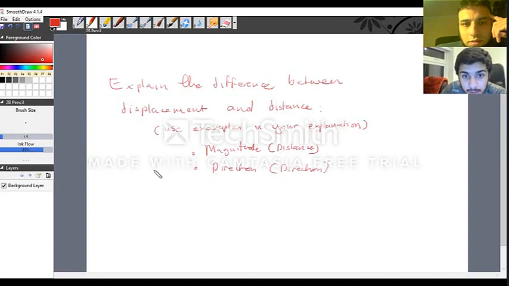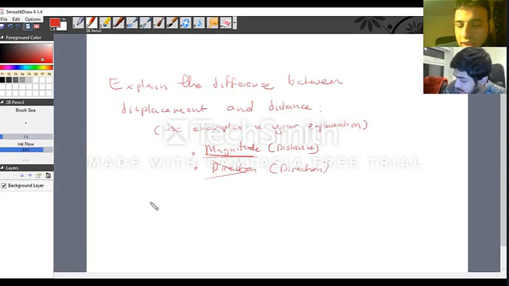Distance doesn't have a direction. Yes, distance doesn't have a direction. It only has a magnitude. So distance is the magnitude of how far point A is from point B. But it doesn't tell you the direction from point A to point B.